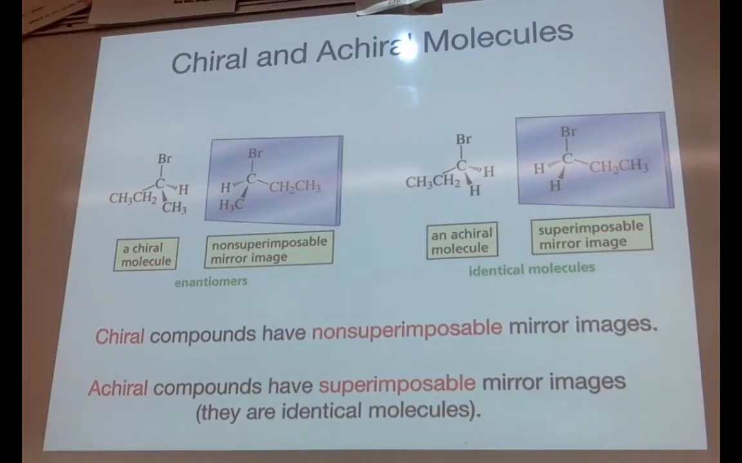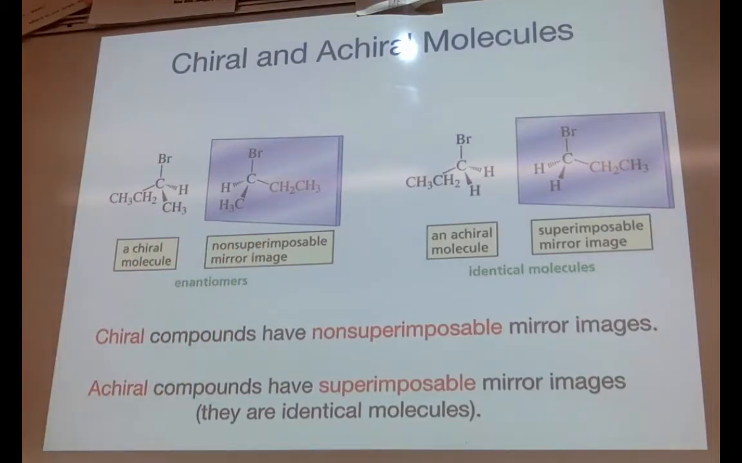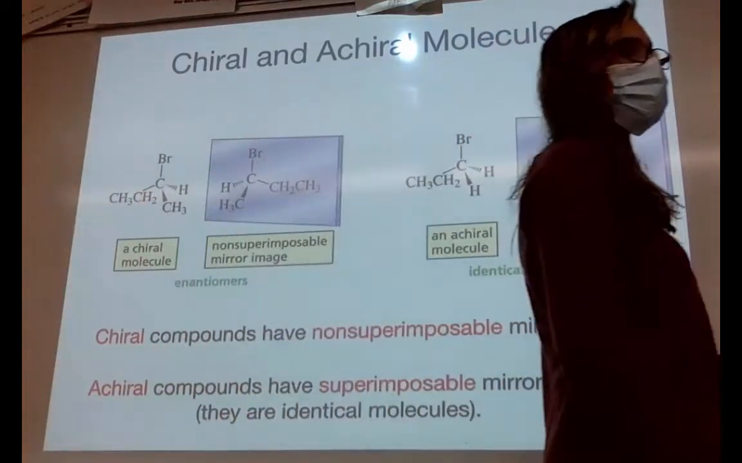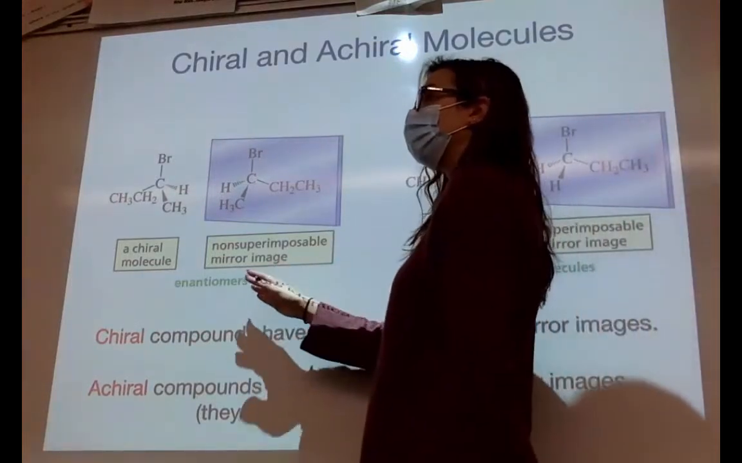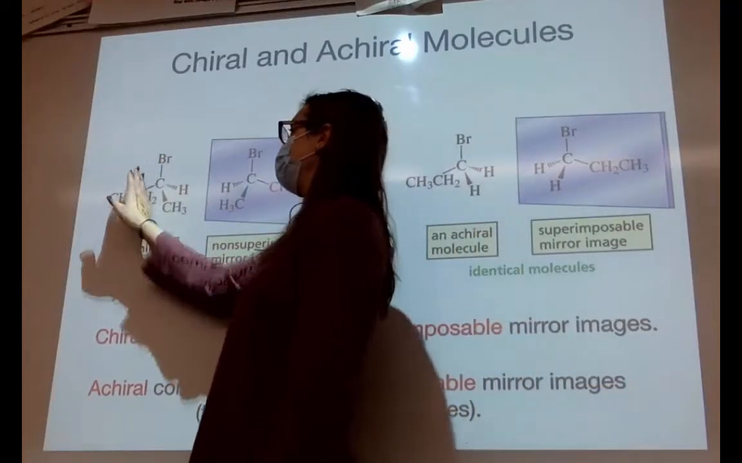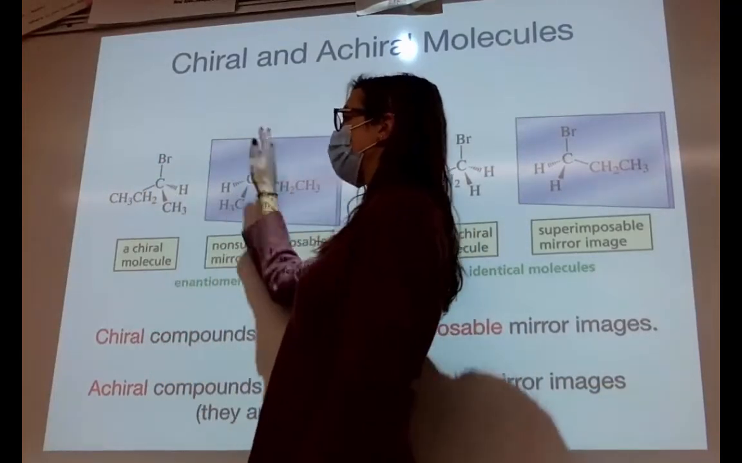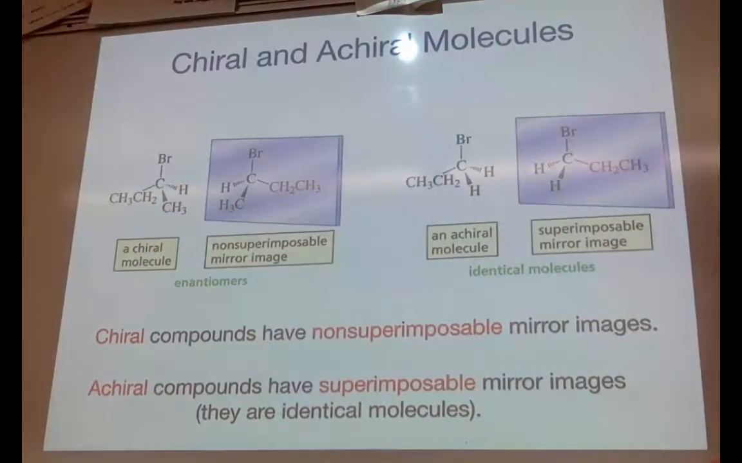Enantiomer. An enantiomer is the mirror image of a chiral molecule. It's like saying two people are twins. One person is the twin of another. It's the same thing with enantiomers. This molecule is the enantiomer of this molecule. This molecule is the enantiomer of this molecule. So you have enantiomers of each other.